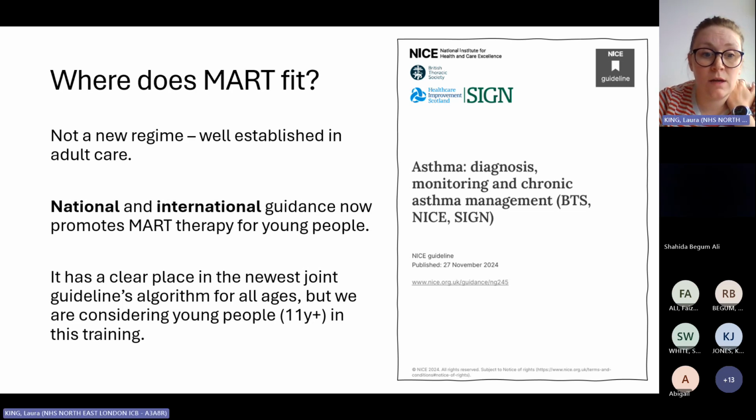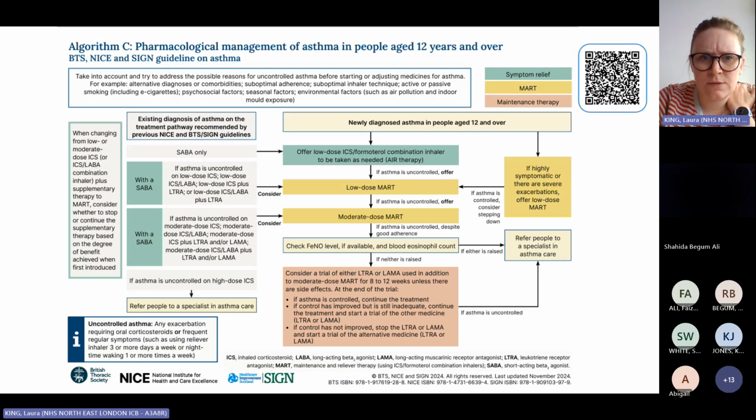As I've said, this is focusing specifically on young people 11 plus, because under that age, MART has its place. It's certainly in the guidelines front and centre, but use is off label, and it's a bit of a different ball game. So when we look at the guidance, hopefully you can see this because my screen shows it absolutely tiny. We've got a very clear but somewhat busy flow chart. At the top, take into account reasons for uncontrolled asthma before starting, which we're doing because we're covering the brilliant basics. We're using our KEG template.